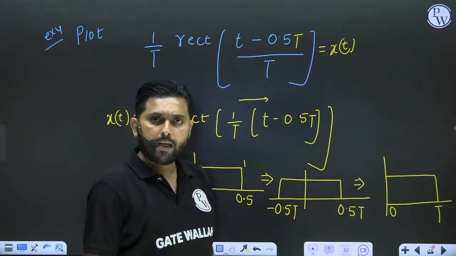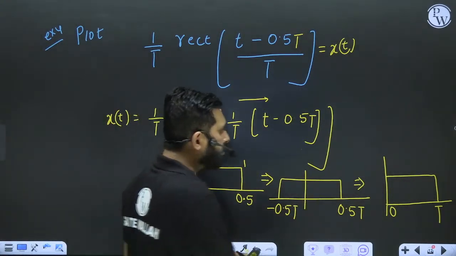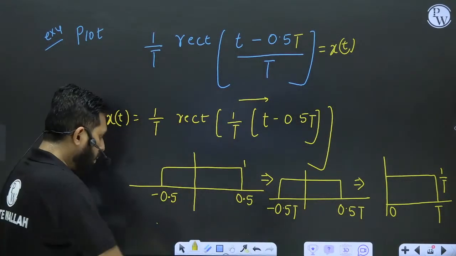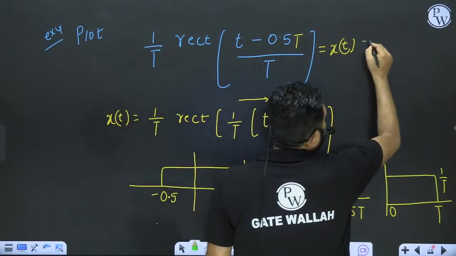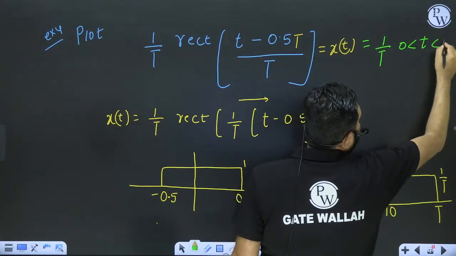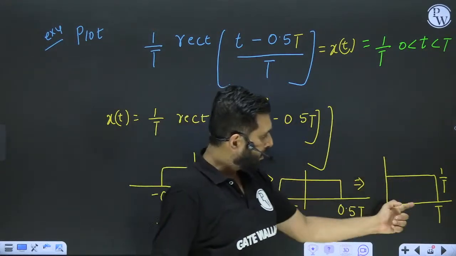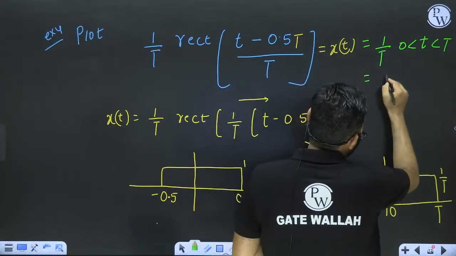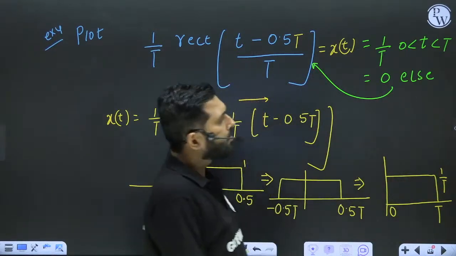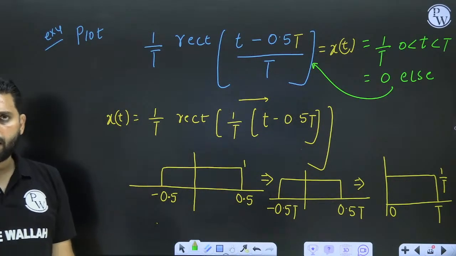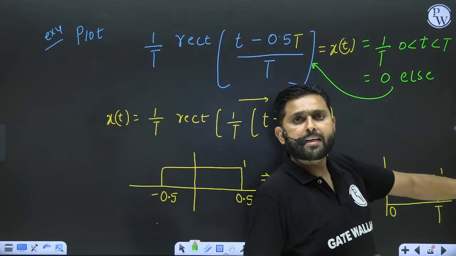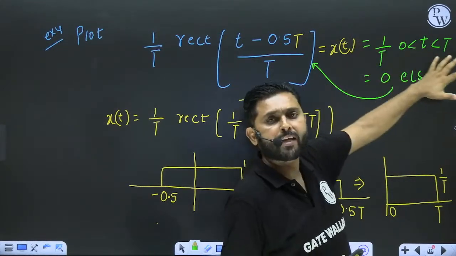So this is 0 to T, and now you have to change the height also. The height is 1 by T. So what is the representation of this function x of t? x of t is 1 by T for t greater than 0 and less than capital T, 1 by T between 0 and T, and 0 else, which can be represented in this way. That's how we can write the rect function, and how we play with it.